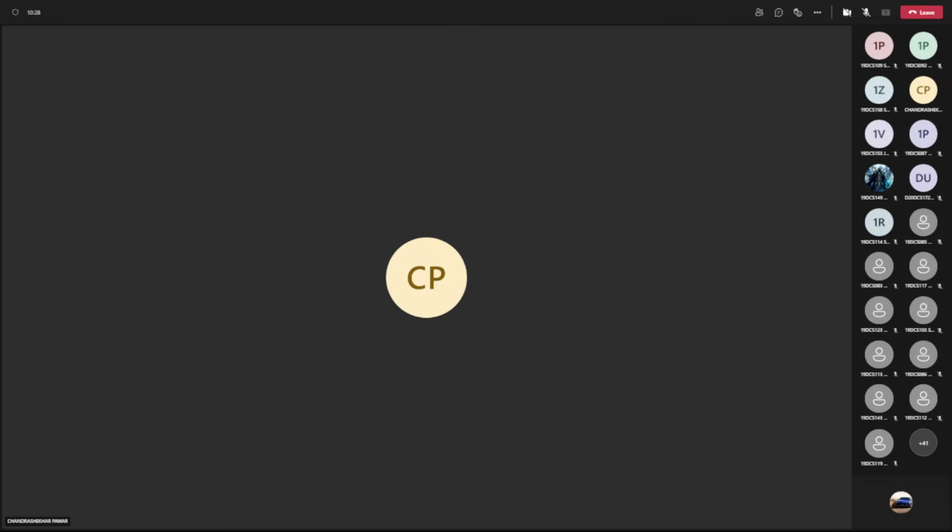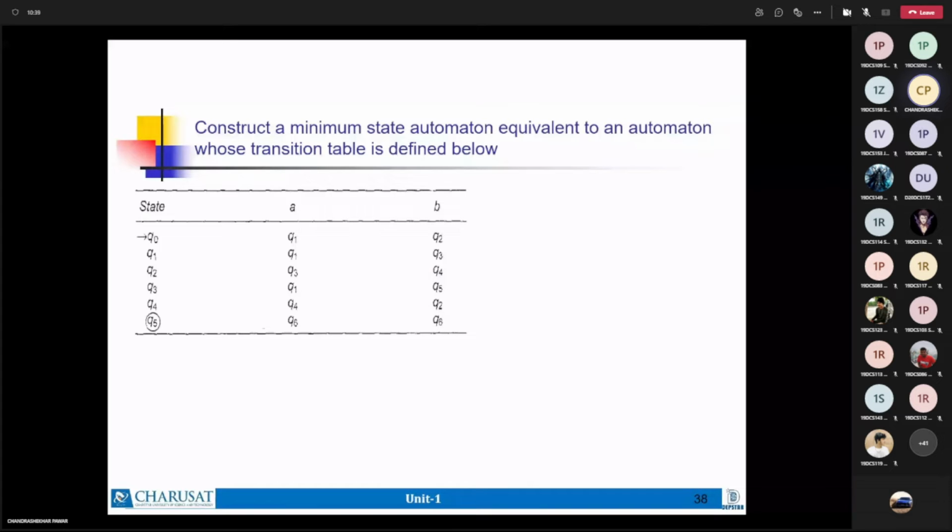So I have shared some slides with you now. There is an example. Can you remember now what the topic name is? Minimization of finite automata. Correct.